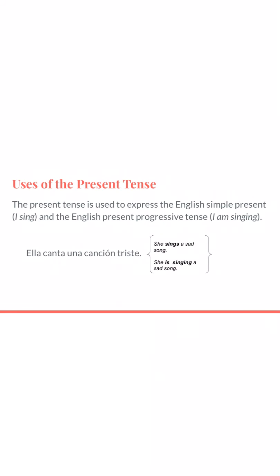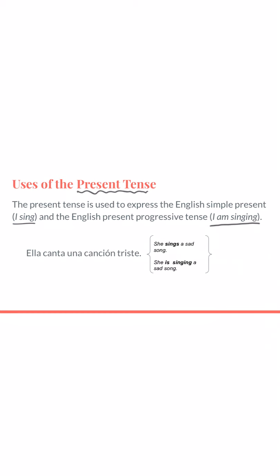So, use of the present tense. This is where we're going to begin our verb journey, talking about here and now. So the present tense is used in English to express the simple present of, for example, I sing. And the English present progressive, the current, I am singing.